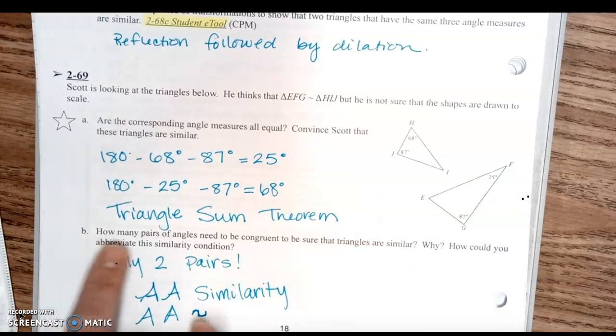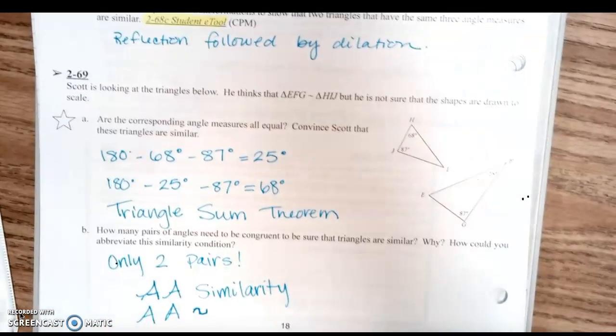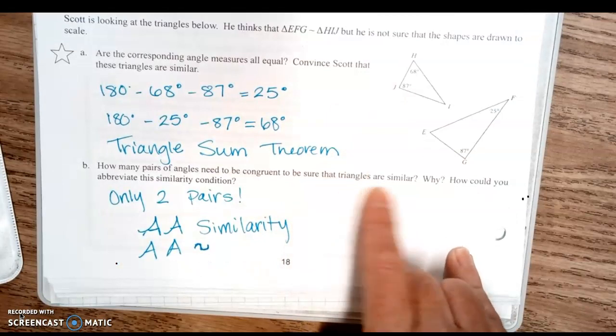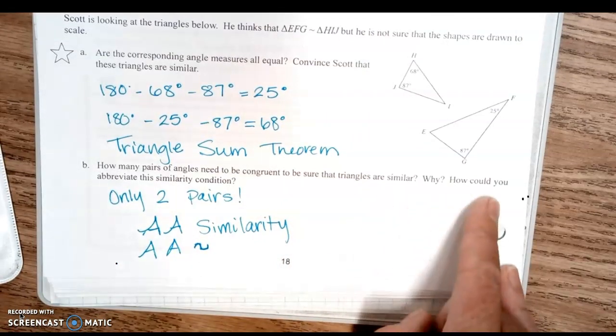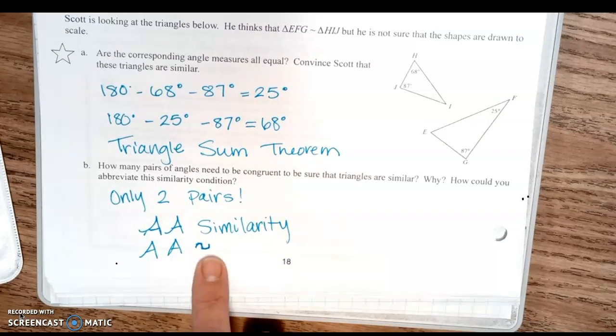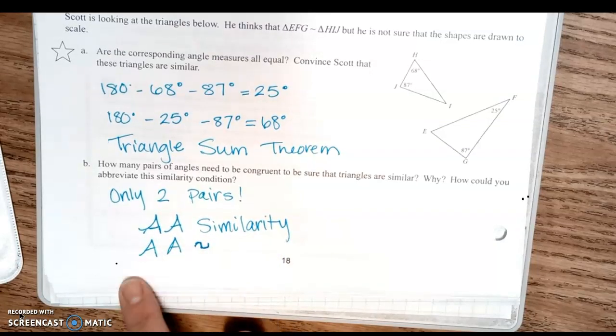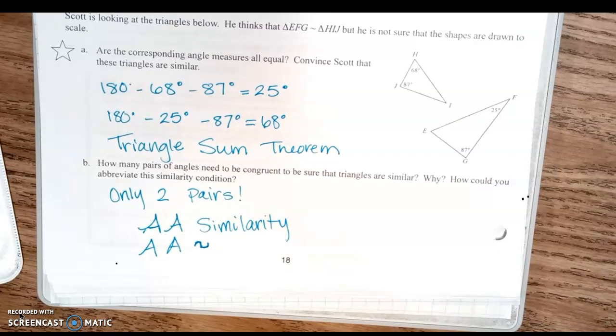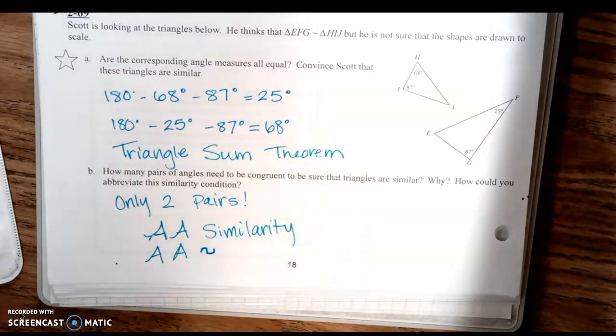So for part B, it says how many pairs of angles need to be congruent to be sure the triangles are similar? Why? And how would you abbreviate this similarity? We only need 2 pairs. 3 pairs is great, but we only need 2, right? And so this is called angle-angle similarity. And we use that little wavy line. So we say AA similarity. Angle-angle similarity. Right? Any questions on A or B there?